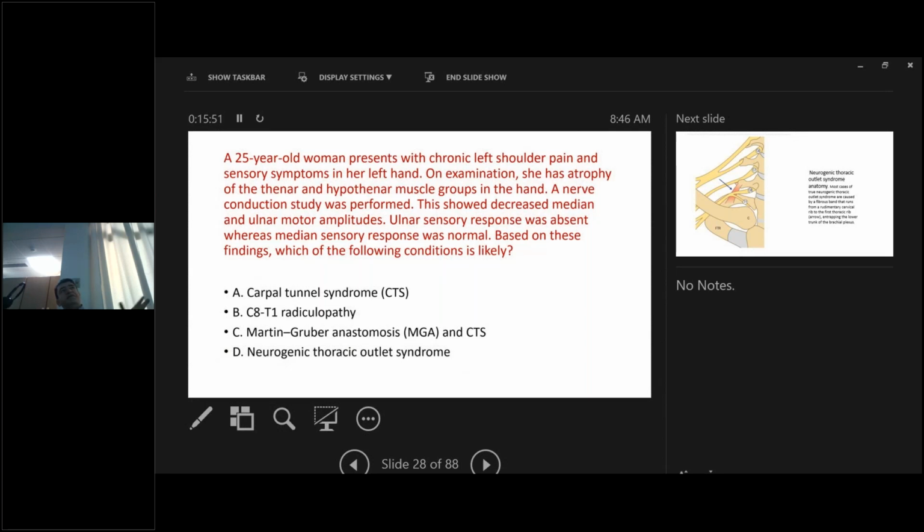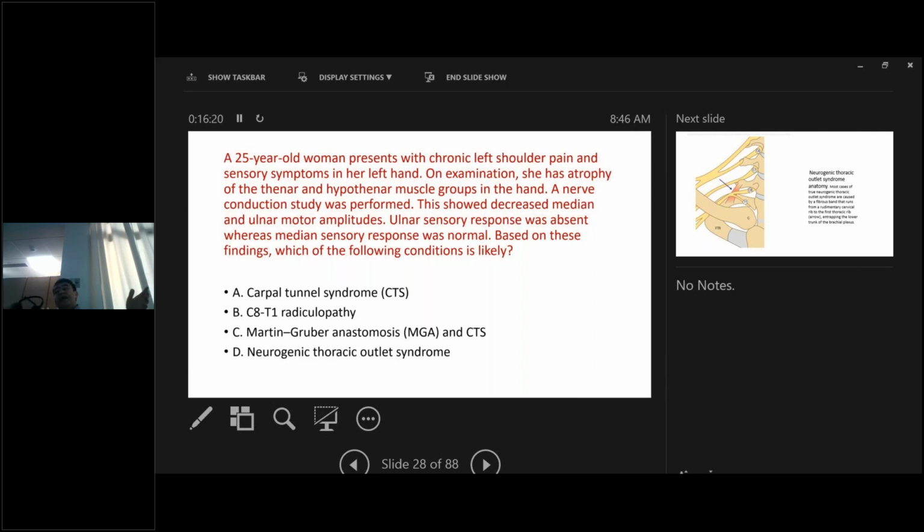So it's the same case, but there are some changes. We said that she has thenar and hypothenar atrophy, but we did a nerve conduction study here. Instead of mentioning the sensory, she has decreased median and ulnar motor. We expect that because of the atrophy, and ulnar sensory response was absent, whereas median sensory response was normal. Neurogenic thoracic outlet syndrome. That's correct.